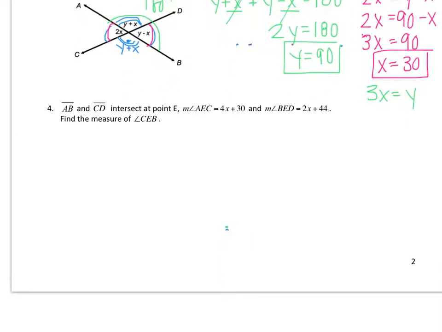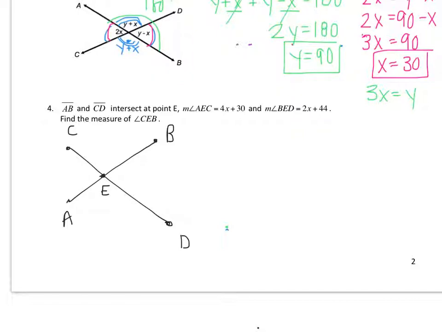And last problem on this page. Segment AB and CD intersect at E. So I'm going to start by drawing this picture. Segment AB and CD intersect at point E. So they cross each other.